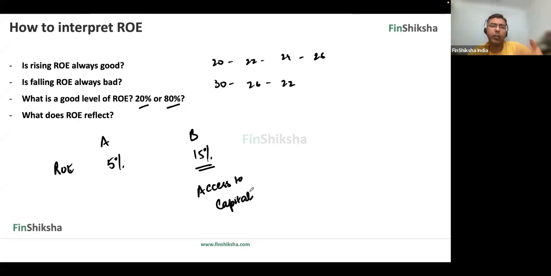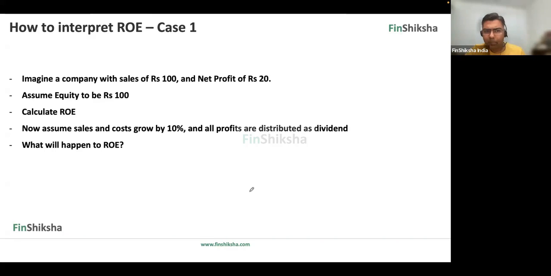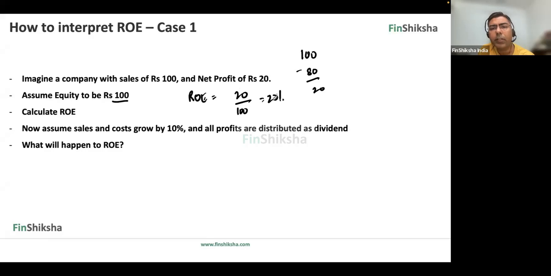Now let's go into other discussions, like is falling bad or increasing bad and all. So let's take case one, right? How do you interpret this? Imagine a company with sales of 100 and net profit of 20, right? Does nothing, sells some 100 units for something. The cost of all those units is 80, right? So 100 minus 80 gives you 20. Assume equity to be 100. So what is ROE? ROE will be 20 upon 100. That's 20%. That looks good. We've calculated. Now move ahead.